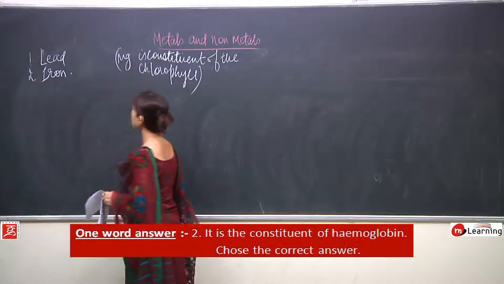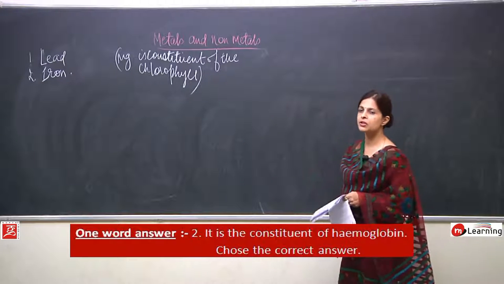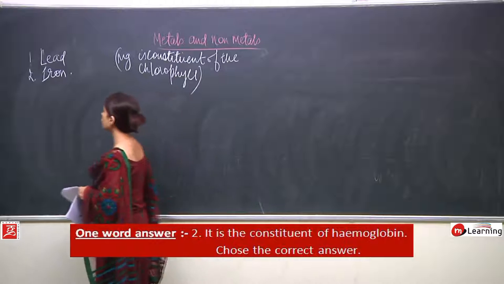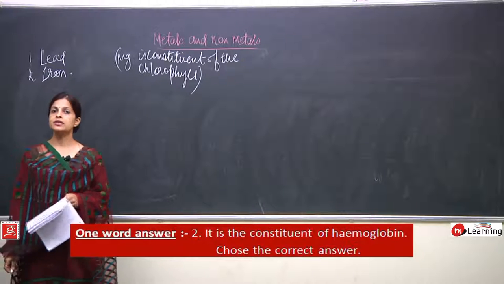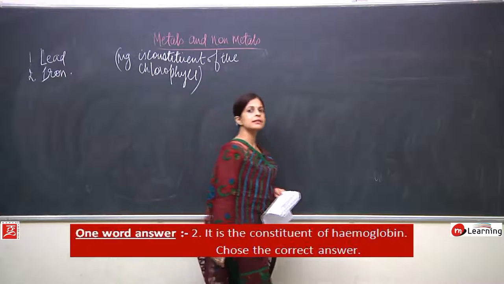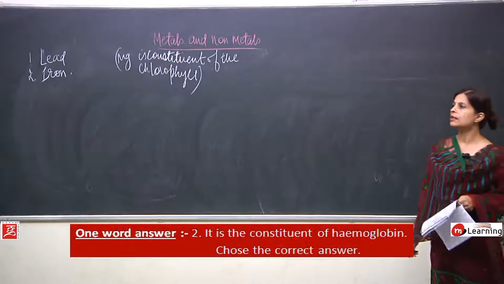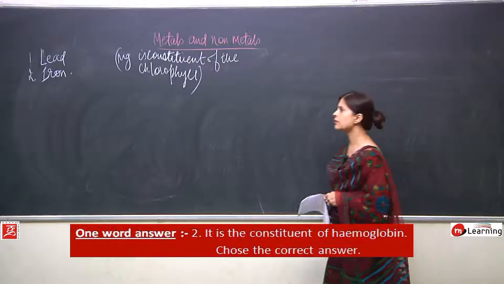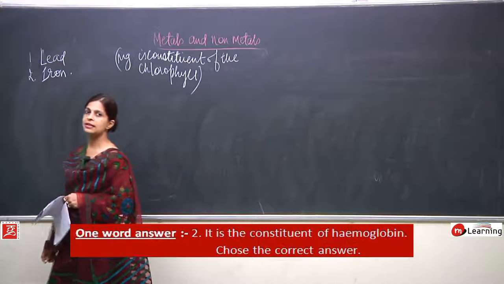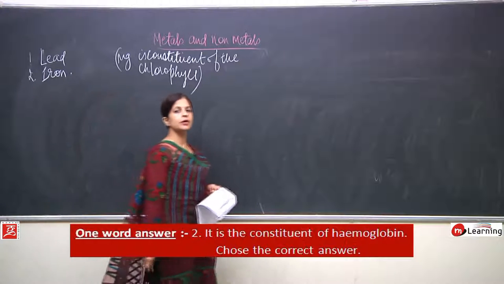This is not given over there, but I'm asking you, what is the constituent of chlorophyll? Magnesium is the important constituent of the chlorophyll. What is the constituent of hemoglobin? Iron is the constituent of hemoglobin. When a person lacks hemoglobin, or lacks iron, which disease occurs? Iron deficiency gives rise to which disease? Anemia.